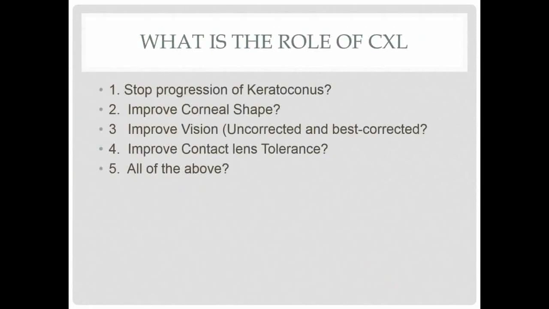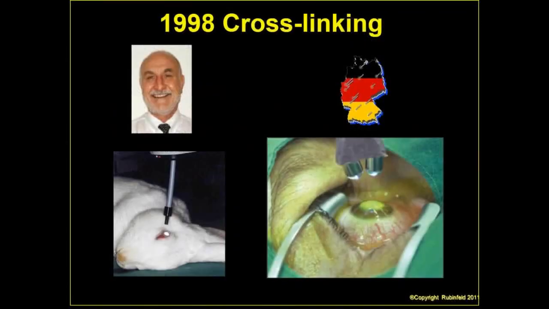Now let's talk about crosslinking. What is the role of crosslinking? Well, obviously we all feel that it's meant to stop the progression of keratoconus, but I think that that's one of the misconceptions of crosslinking, because crosslinking is more than just stopping progression. We often typically see improvement in corneal shape. We often see improvement in vision, both uncorrected and best corrected vision. We often see improvement in contact lens tolerance. And so the answer to this, if this is a question, would be all of the above. It really helps in all these things for most patients.